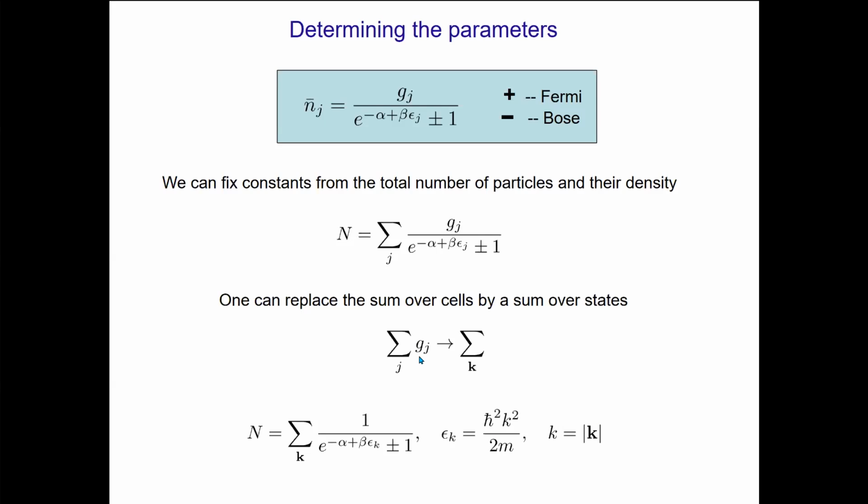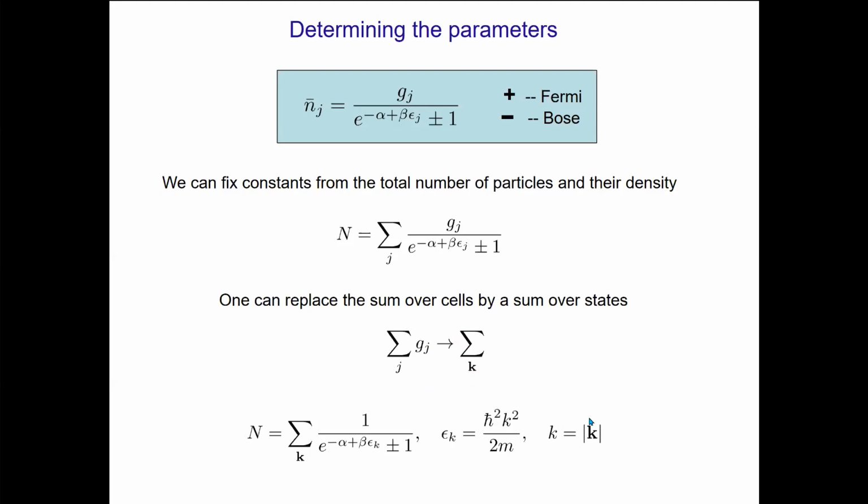Assuming that particles don't have any internal degrees of freedom, it's quite obvious that we can replace this sum over all the momenta of particles. Because for a given momentum, for example, if we know the absolute value of the momentum of the particle, then we know the energy.